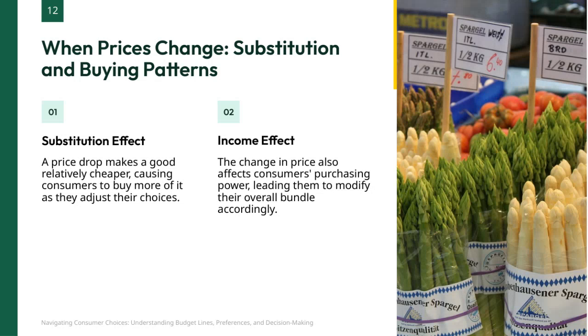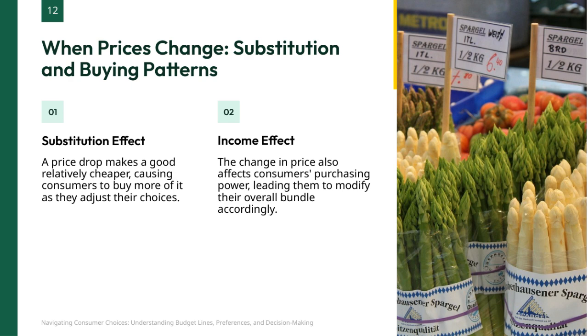When prices change, consumers often adjust their buying habits in two key ways. First, there's the substitution effect. This happens when a price drop makes a product relatively cheaper compared to others, encouraging consumers to buy more of it, instead of alternative items. For example, if the price of asparagus drops, people might choose to buy more asparagus rather than other vegetables.